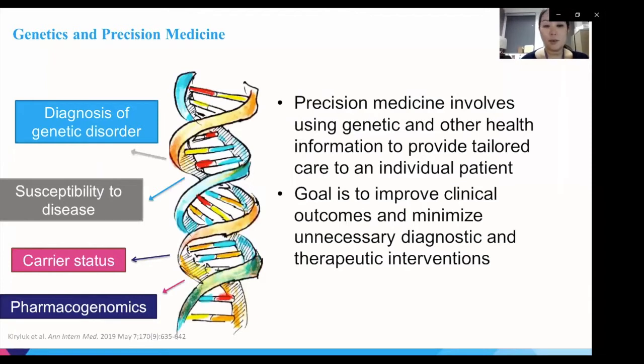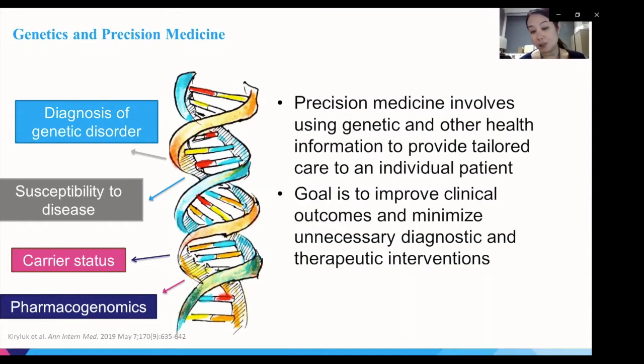As you are probably all very well aware, there is a wealth of information that can be gleaned from an individual's genetic information. For one, you can diagnose them with a genetic disorder. You can see if they have any susceptibility to a specific disease. You can see if they're a carrier for a genetic condition. And you can see if they may or may not respond to specific drugs when it comes to pharmacogenomics.